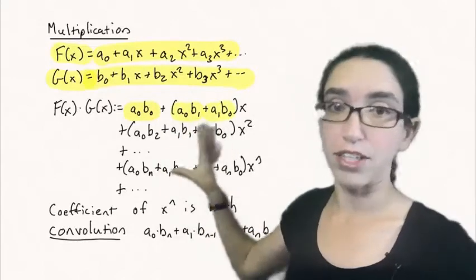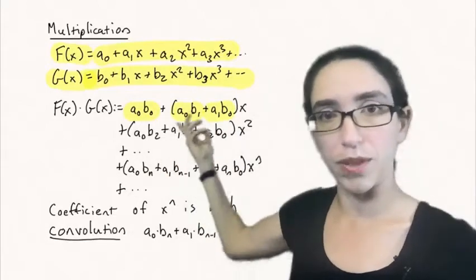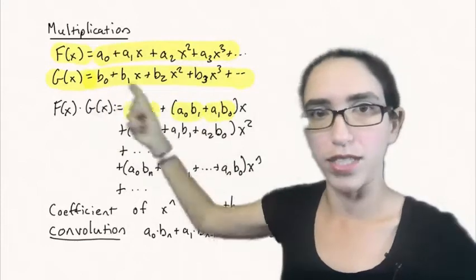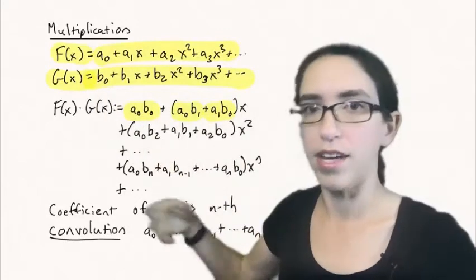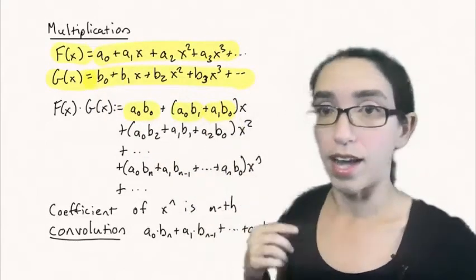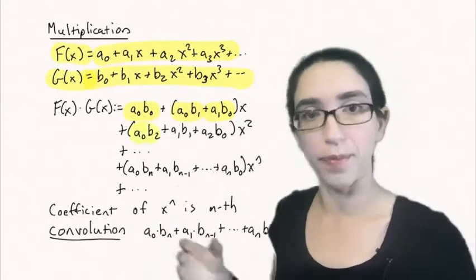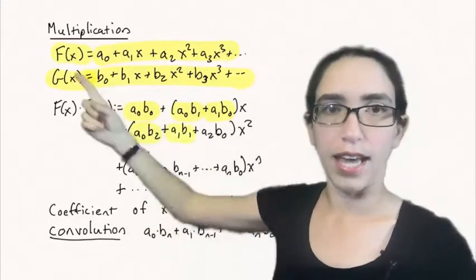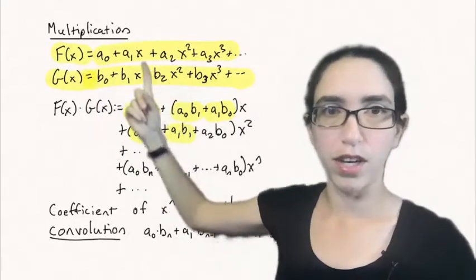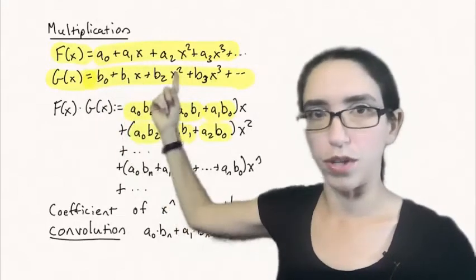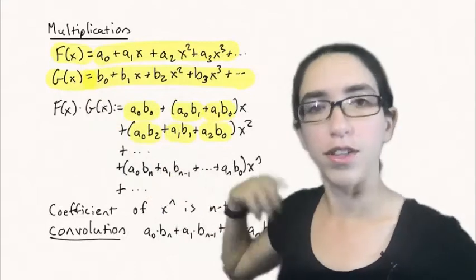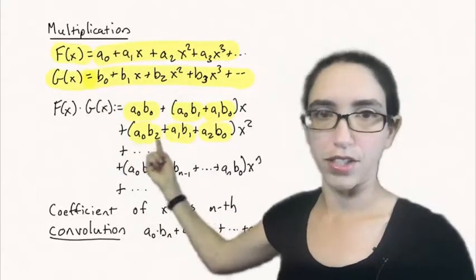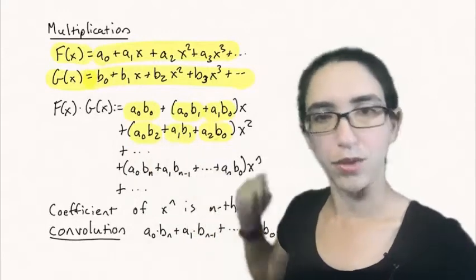And this is just the definition of multiplication, but I'm explaining what the intuition is. You're taking one summand from here and one summand from here and multiplying them together and asking how can we get x as the power of x, x to the 1. Now, how can we get x to the 2? Well, you can take a0 times b2x squared, or a1x times b1x, or a2x squared times b0. Those are all the ways to get an x squared in the product. And so you get this sum, a0b2 plus a1b1 plus a2b0.